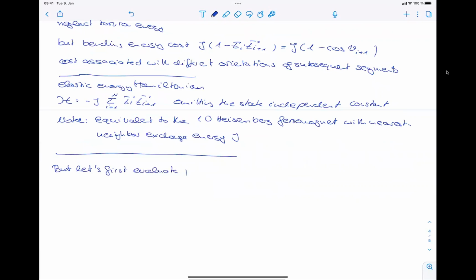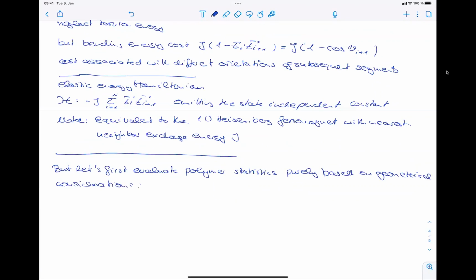So let's first evaluate polymer statistics purely based on geometrical considerations.